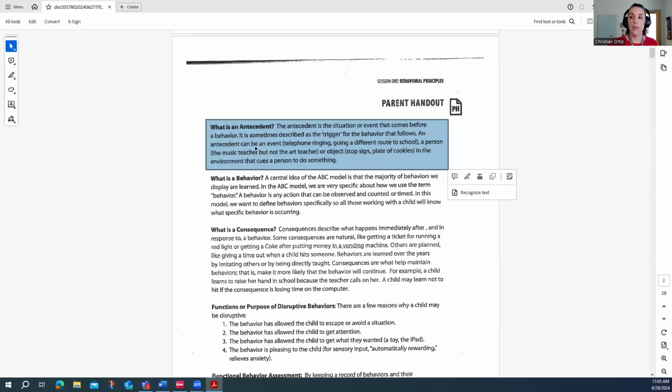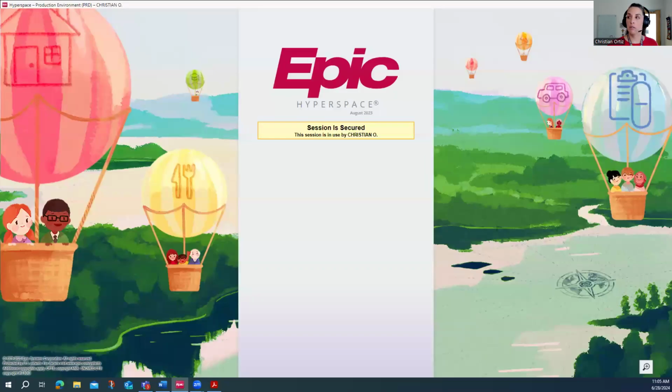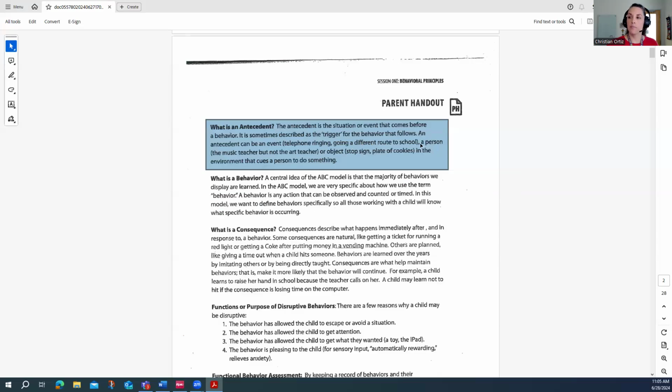An antecedent can be an event, like a telephone ringing, going a different route to school, a person, like the music teacher but not the art teacher, or an object, like a stop sign. You see something in the environment that cues a person to do something. Okay. So we have the A, which is the antecedent. Then we have the B, which is the behavior. And then right after the behavior, something happens. Okay.